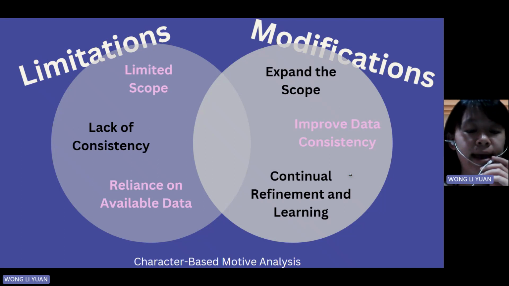The limitations and modifications for these algorithms are limited scope, focus on characters only. Expanding the scope can contribute to determining the motive behind a crime. Incomplete character information can impact the analysis results and lead to incorrect assumptions about motive.